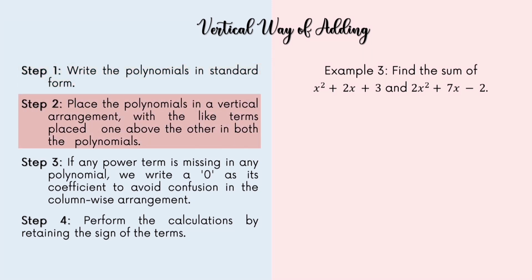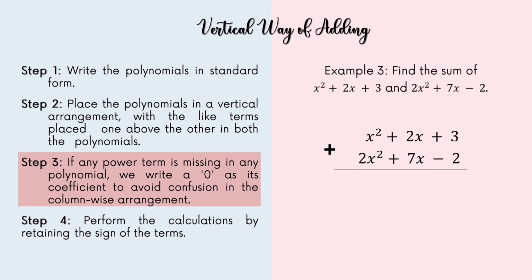So first, we are going to write the expression x squared plus 2x plus 3, and below this we are going to write the second expression. However, we have to take note that the like terms shall be placed one above the other in both of the polynomials. So we are going to write 2x squared below x squared, and 7x below 2x, and negative 2 below the constant term 3, and we are going to add these two polynomials.